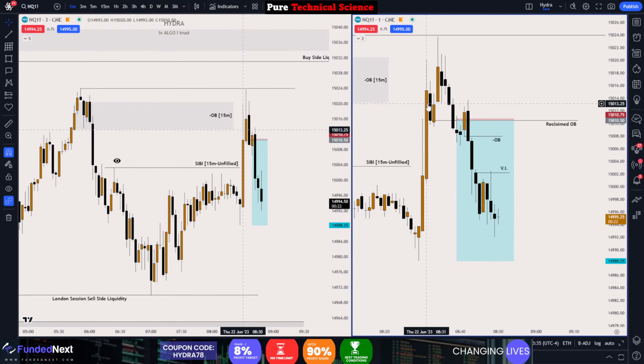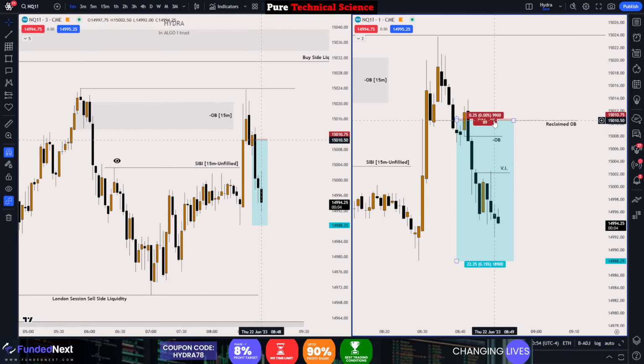right? Beautiful delivery from this reclaimed order block. Could have not been in a macro. What could have not been in a macro? Why is this setup not inside the macro? It's a newbie thing. It's a newbie question.